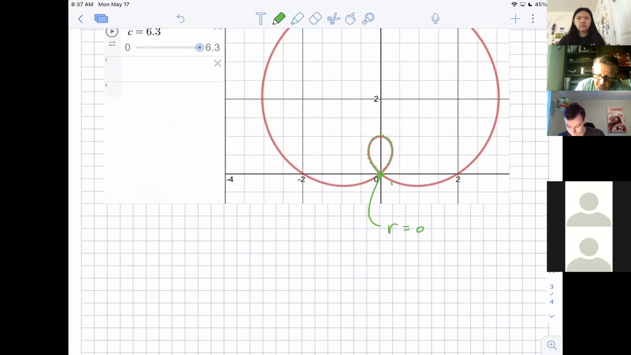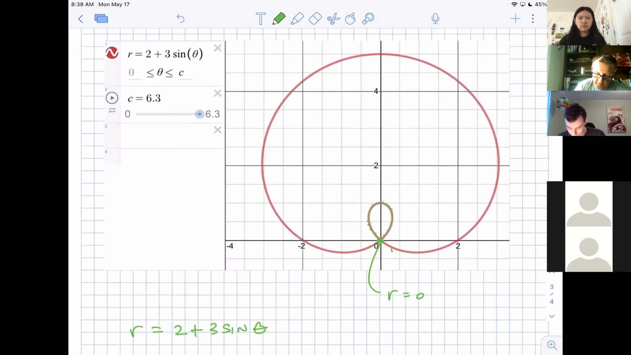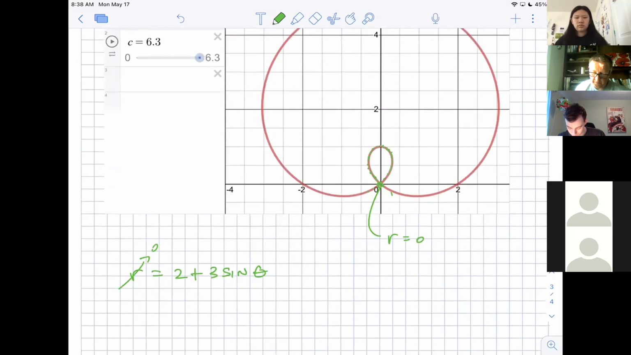Okay, well, isn't the equation radius equals 2 plus 3 sine of theta? So can't I figure out when that's equal to 0? Yeah, I could solve for theta. Oh, I can figure this out then. I can know what that angle is.